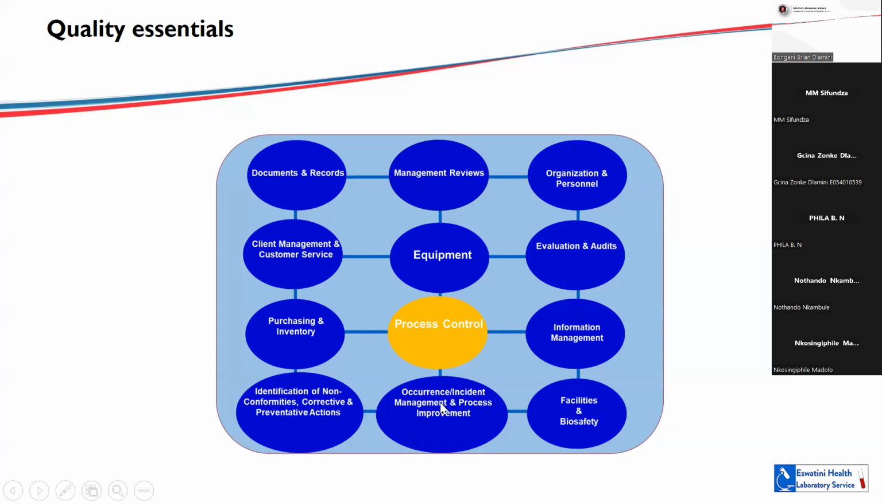Then we have occurrence and incident management and the process improvement. That's where sometimes we can then have our quality improvement project. Then lastly, we have our facilities and biosafety, where we look into safety issues and how the laboratory structures are and how the workflow is.